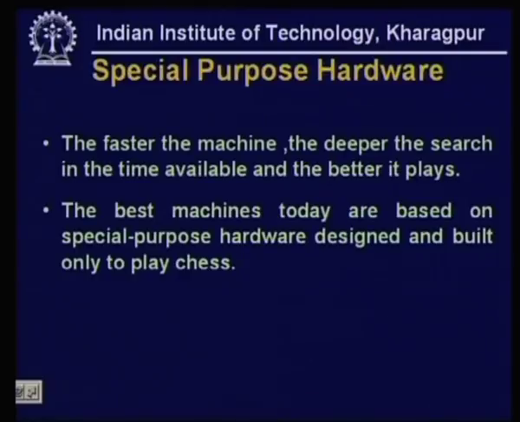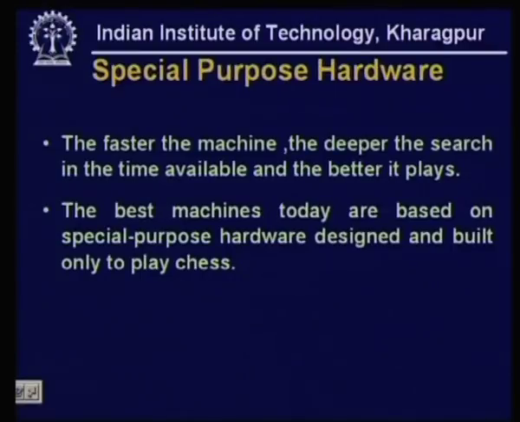Then for playing more sophisticated games, one needs special purpose hardware, for example for chess. You can generate more moves per second if you have special purpose hardware. So, the best machines today are based on special purpose hardware designed and built to play specific games.